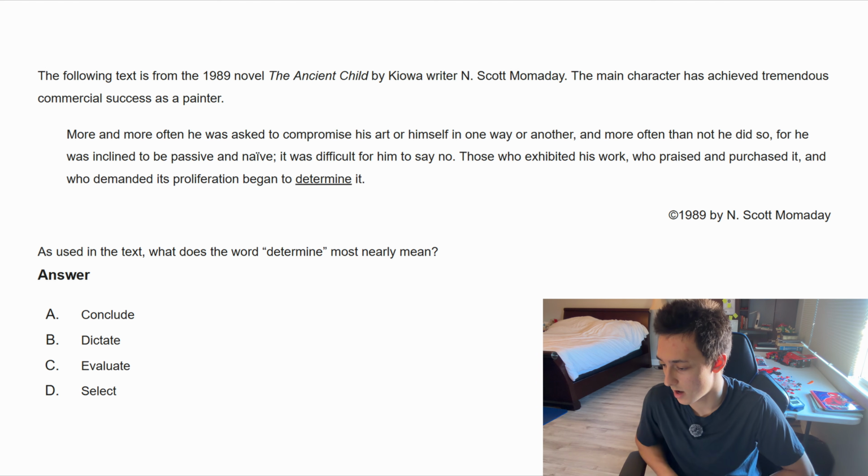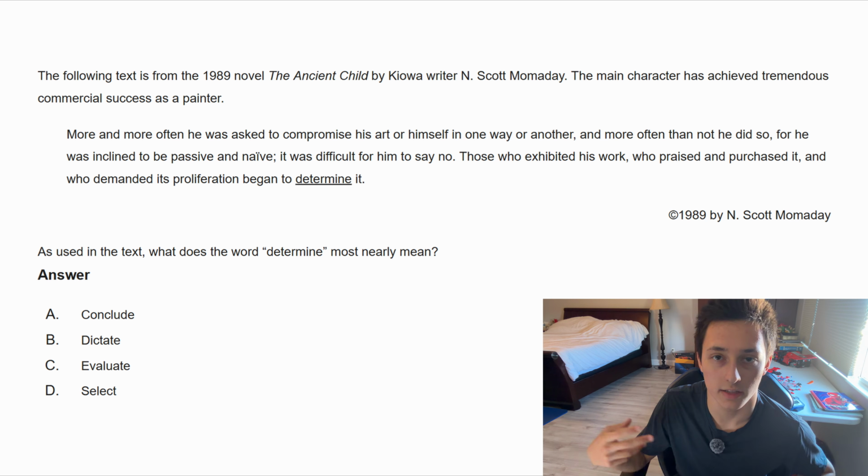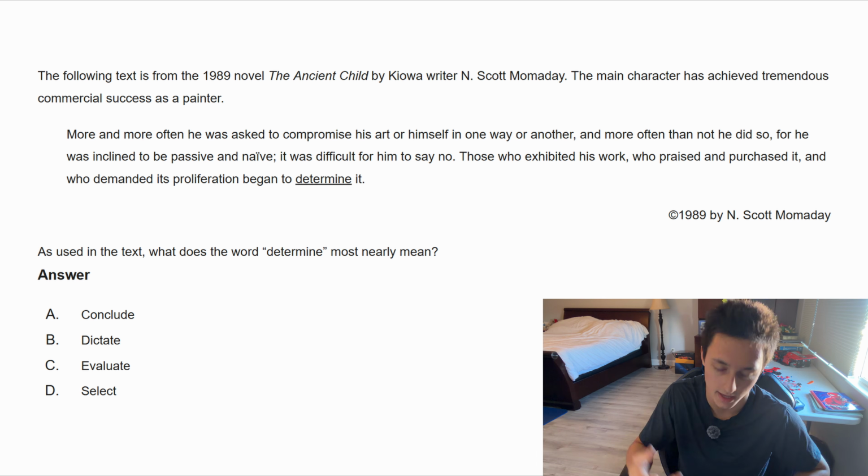The following text is from the novel The Ancient Child by Kiowa Ryder. The main character has achieved tremendous commercial success as a painter. More and more often, he was asked to compromise his art or himself in one way or another, and more often than not, he did so, for he was inclined to be passive and naive. It was difficult for him to say no. Those who exhibited his work, who praised and purchased it, and who demanded its proliferation began to determine it. So in this case, I think that determine basically means that they began to kind of know what it's going to be. Like they were the ones telling him what it's going to be. Like it was their art and not his, essentially.